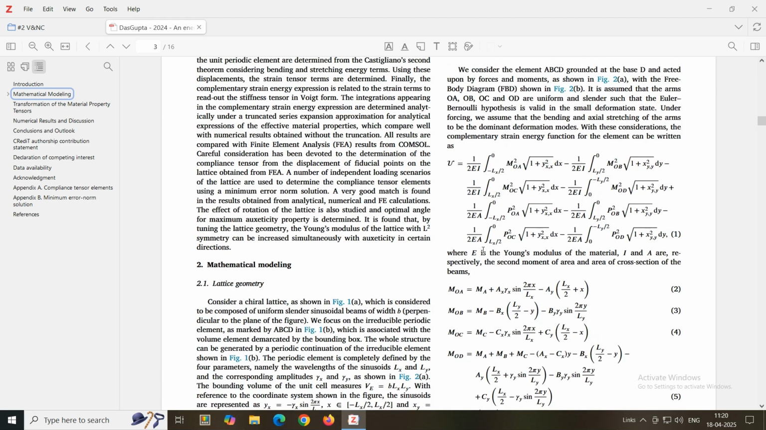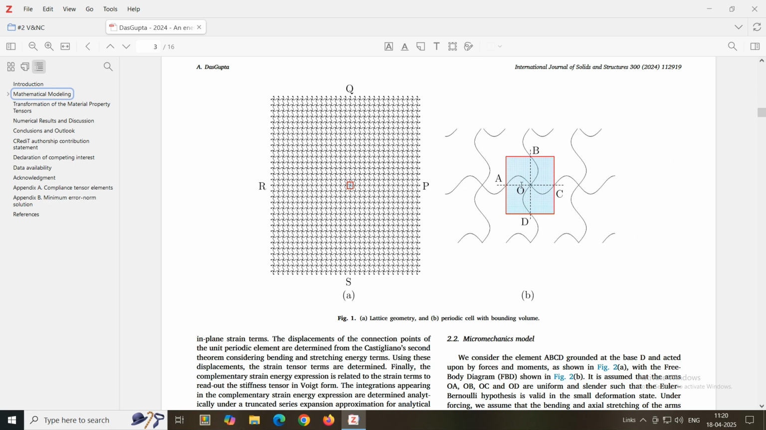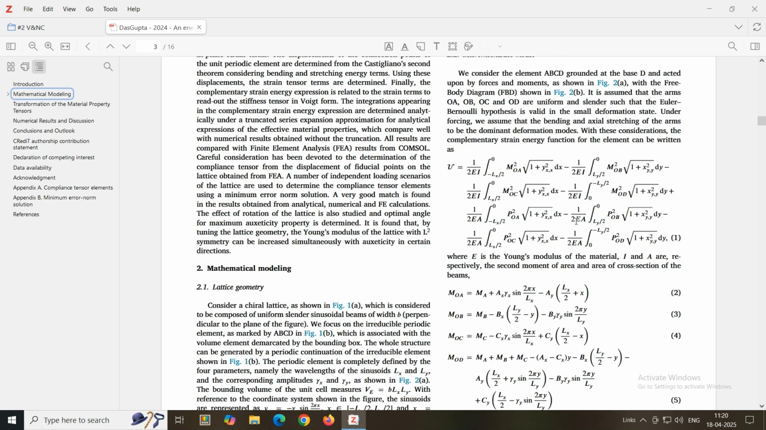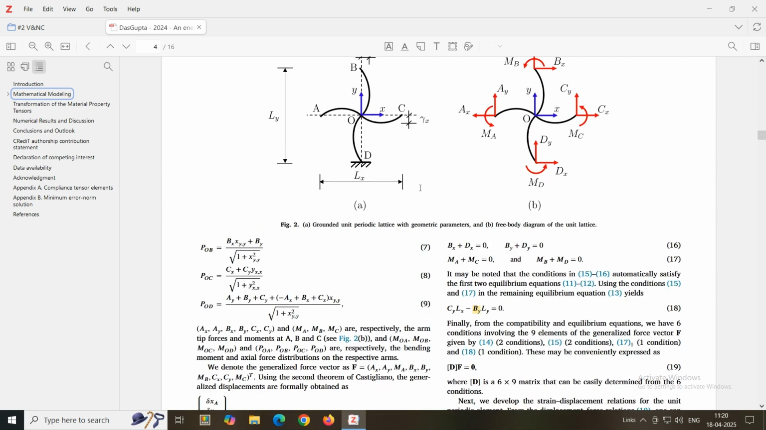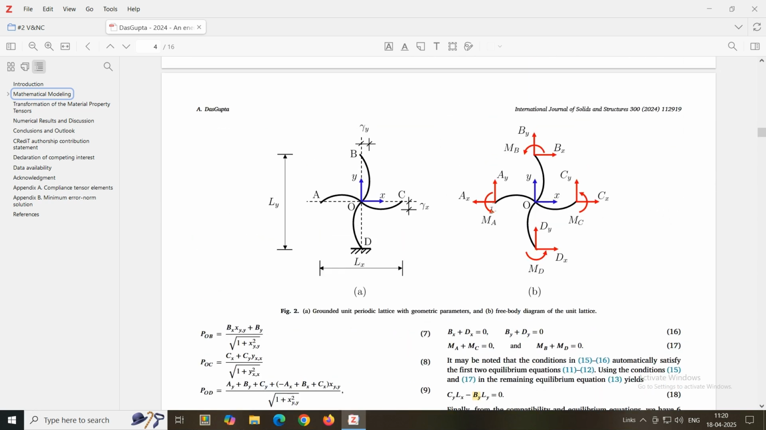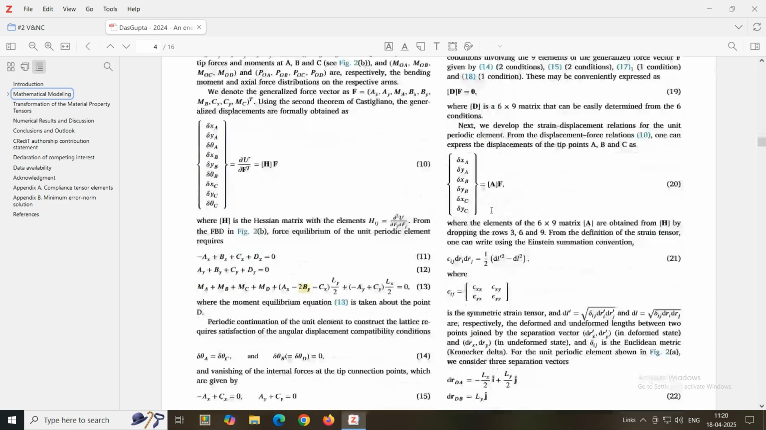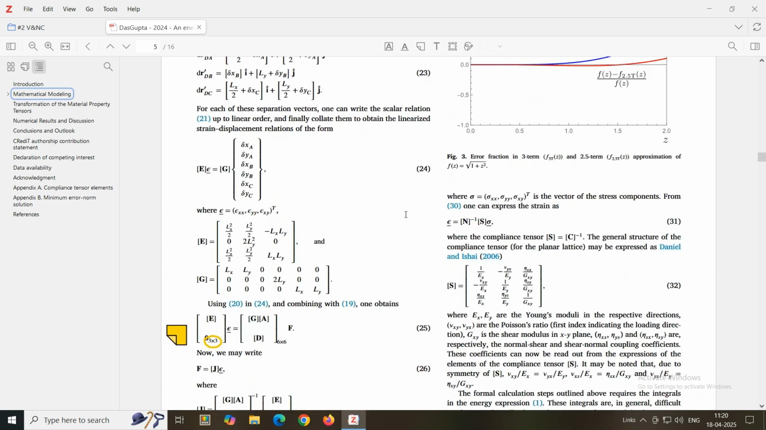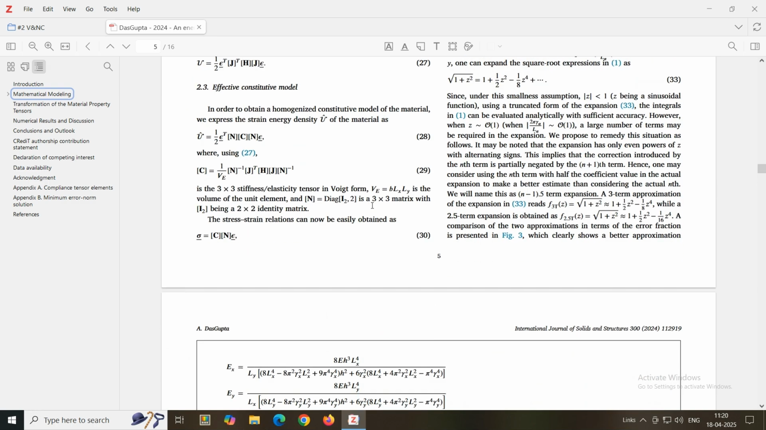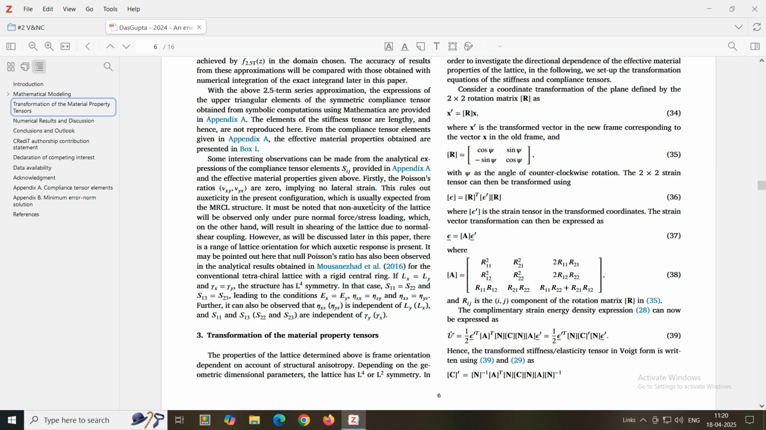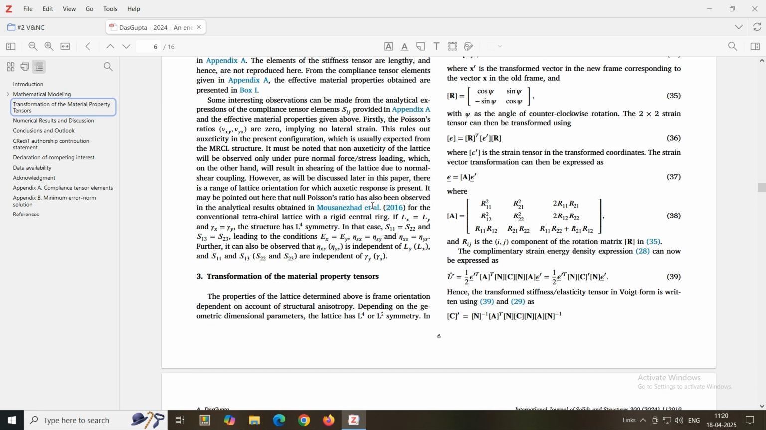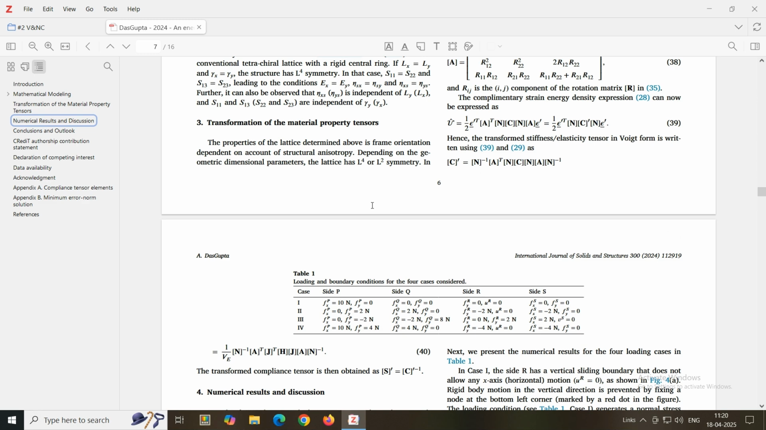He has considered this unit cell and written this strain energy in these two beams, and from there he has found the effective properties for the analytical calculations. For the FEA part, he has just built that model in COMSOL and applied some loadings and found the strains and then related those strains to the stresses.